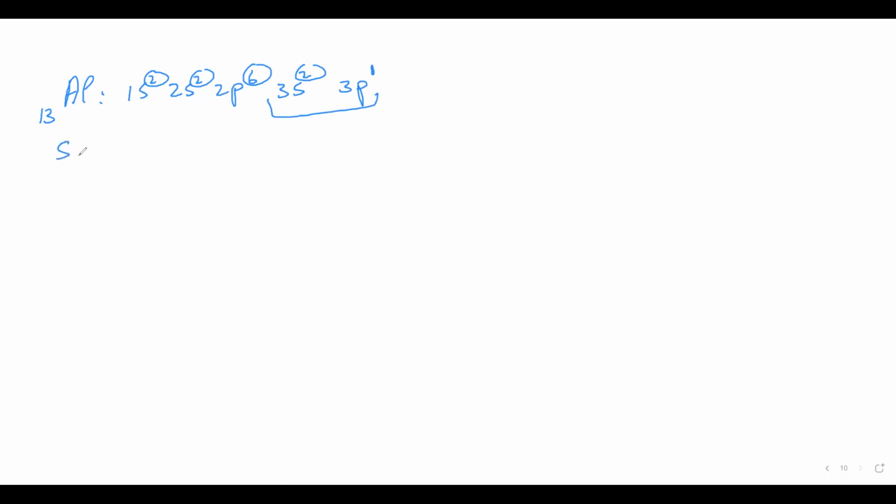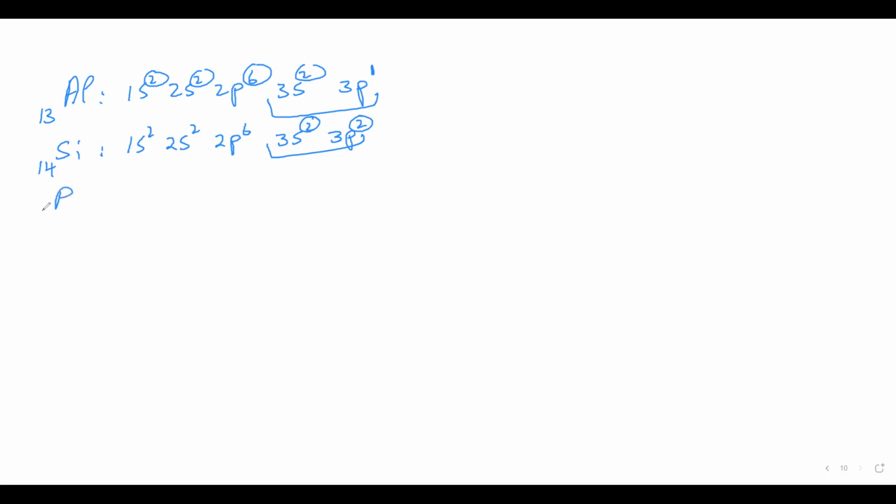Hiba, what about silicon 14? 1s2, 2s2, 2p6, 3s2, and 3p2. Excellent, 3p2. So this is the last shell. It's in the third period. And if you count here, 2 plus 2 makes 4, which means that silicon is present in group 4. Yes, it lies below carbon in group 4.